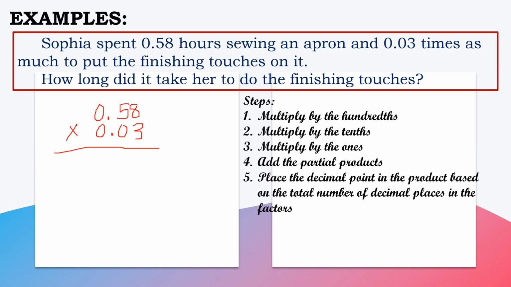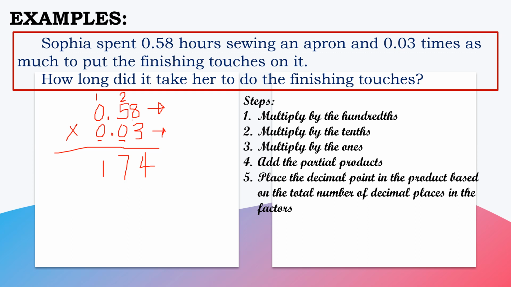So, 3 times 8 is 24. Carry 2. 3 times 5 is 15 plus 2 equals 17. Carry 1. 3 times 0 is 0 plus 1 is 1. So, kung mapapansin mo children, ang kasunod nating mga digits ay pareho ng 0. So, dahil ito namang ating kasunod na digits ay 0 na, pwede na natin siyang hindi i-multiply. So, anong kasunod natin gagawin? Bibilangin na agad natin yung ating number of decimal places sa ating factors.